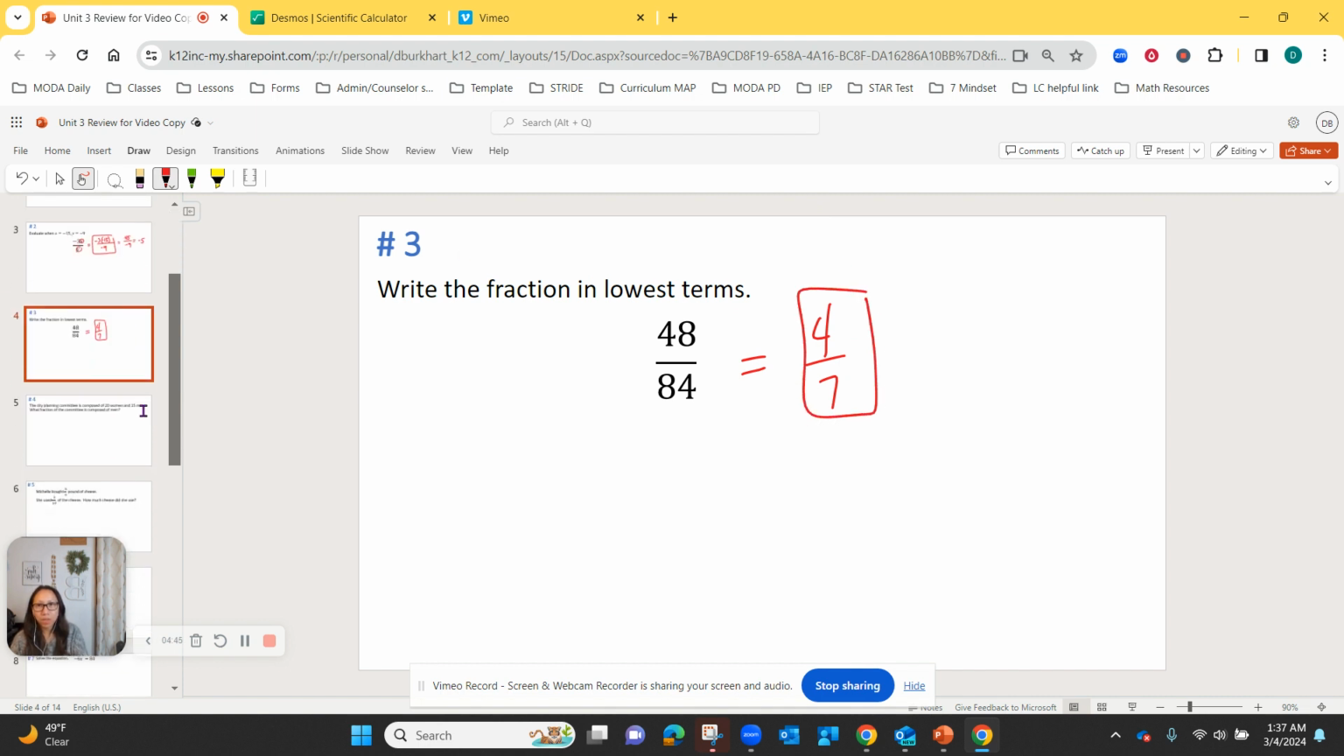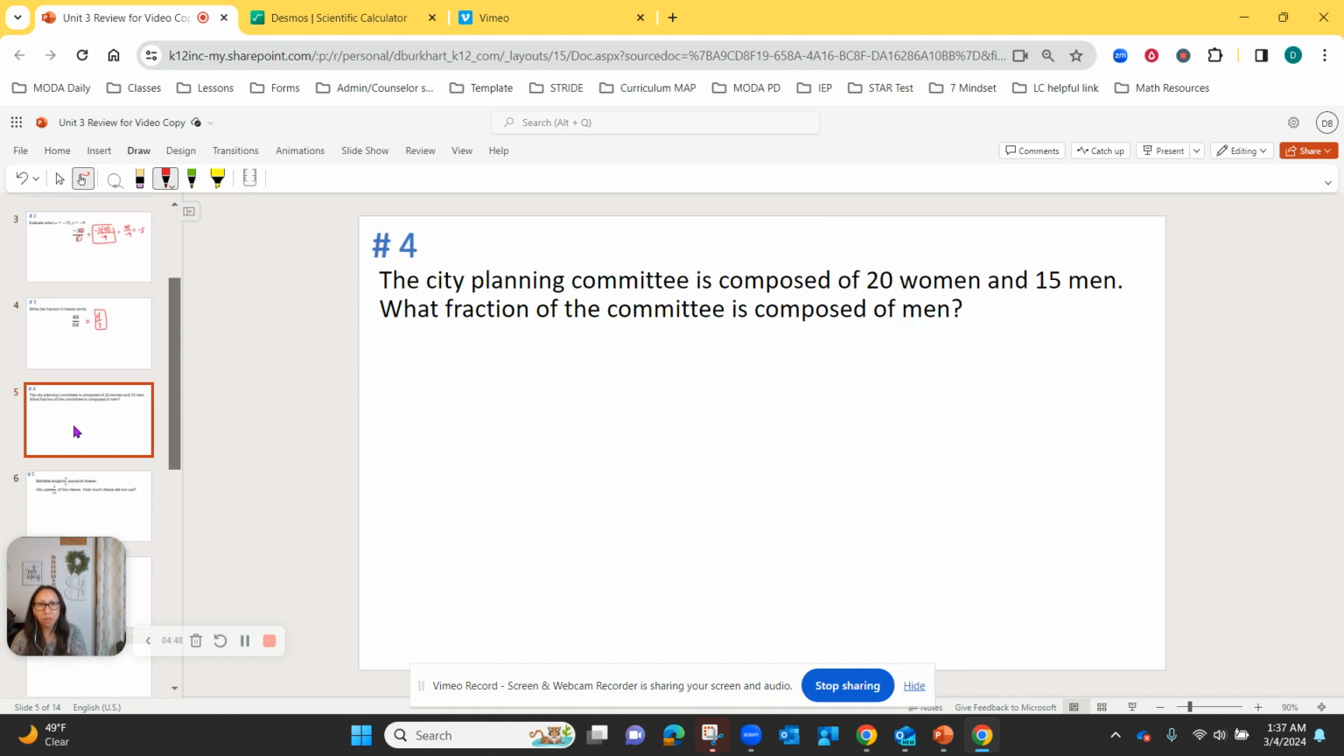All right, so number 4. The city planning committee is composed of 20 women and 15 men. What fraction of the committee is composed of men? We know that there's 15 men out of the total number of men and women. If we add these two together, 20 plus 15, there's a total of 35 women and men in the committee.